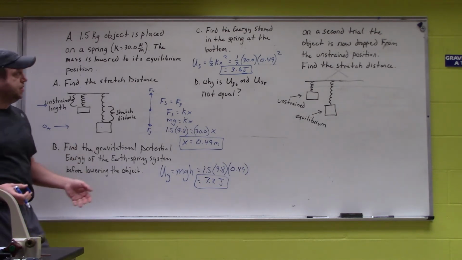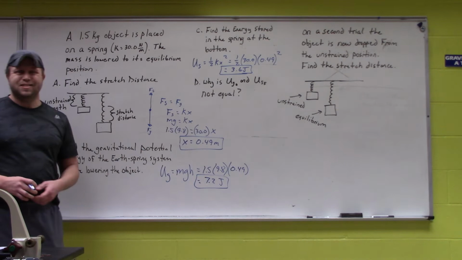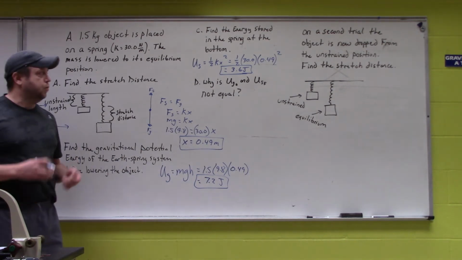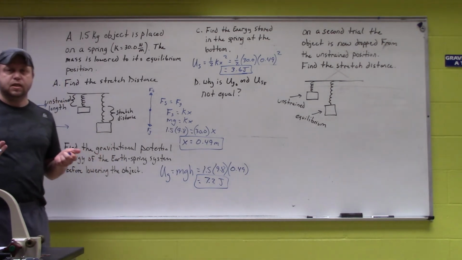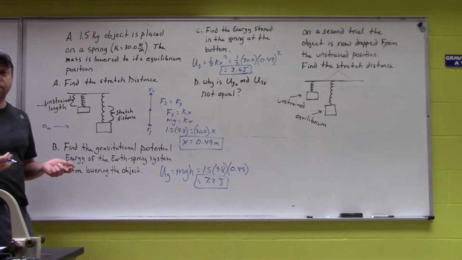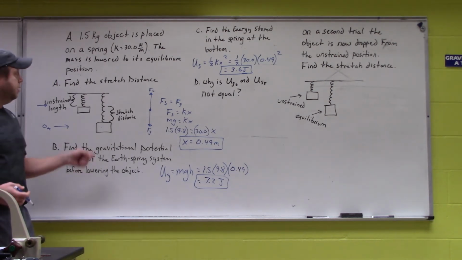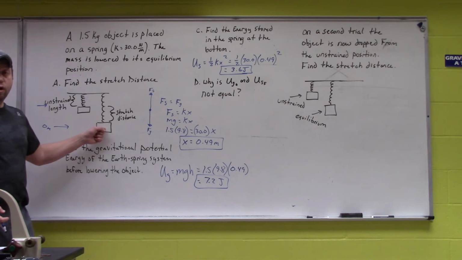Okay, so that leads us to the next question. Why does that happen? We're forgetting one thing that's in this system right now, and we haven't identified that or taken it into account. In order to lower this, you have to do work on it.